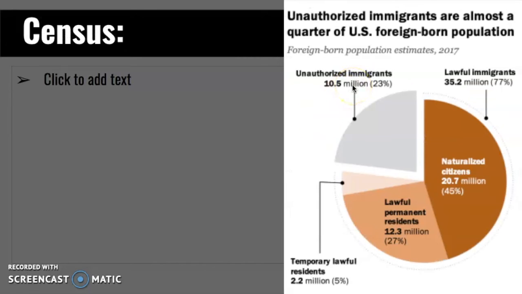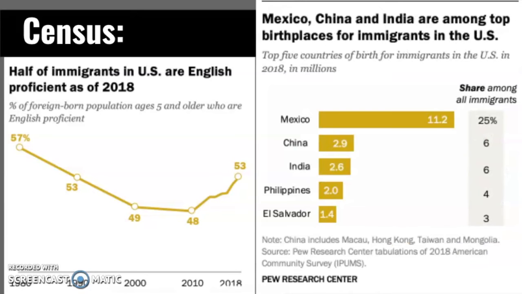Some more information that might be helpful or useful or at least interesting is to take a look at our immigrants, how many are naturalized or at least lawful or at least temporarily lawful residents. Maybe it's a student visa or something like that. About 23% would be unauthorized, and that looks like 10 million. Half of immigrants in the U.S. are English proficient, or over half actually.